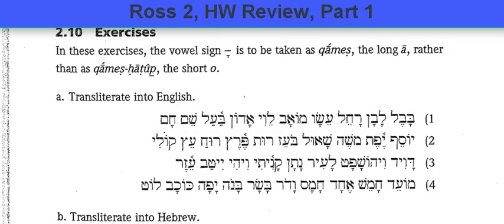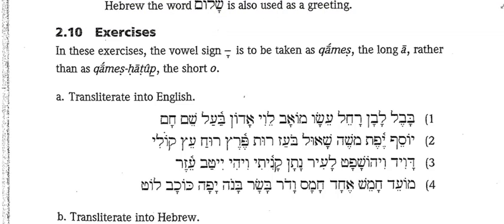So this is the Ross exercise section for chapter 2, focusing on the vowels here. Let's do a couple of things. He tells you here, obviously, I mentioned this the other day too, that if you see the symbol of what looks like a little T underneath a consonant, take it as a kametz, which is the long A, rather than the kametz ketuf, which is the short O. We will figure out how to distinguish the two as time goes on in the next few chapters. But we want to assume right now that this is the kametz.